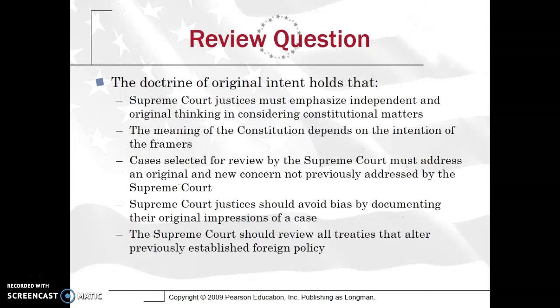Okay, so let's end with a review question. Take a moment to look through the choices here. So the doctrine of original intent holds that... And if you said choice B, the meaning of the Constitution depends on the intention of the framers, you would be correct.